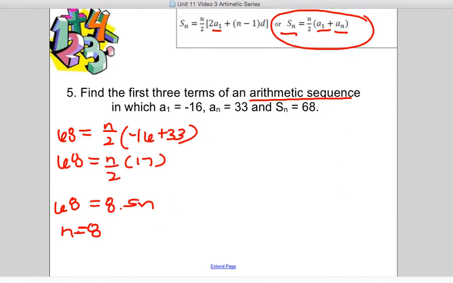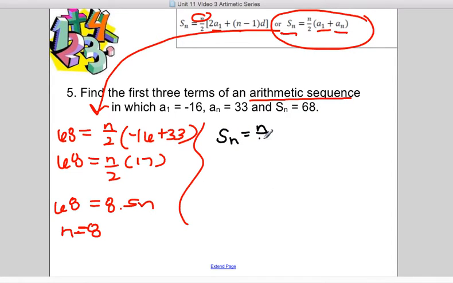Now what you need to do is figure out what the difference is. Well, now that I know n, could I use this equation to figure out the difference? Yes. So maybe you would want to make a note. We use this one. Now we're going to use S sub n is equal to n over 2 to figure out our difference. And then from there, we can figure out the first 3 terms. So this is a very involved problem. Okay, so let's fill in what we know.